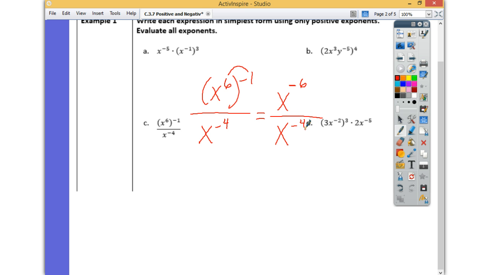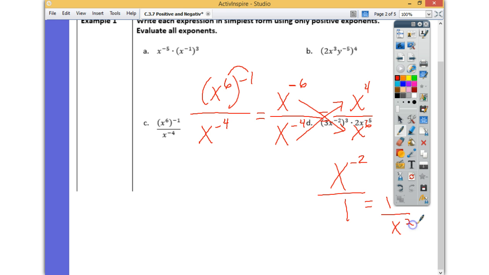Now there's a couple different ways you could do this. I could start out like this and send that to the basement to give it a positive attitude, bring that upstairs to give it a positive attitude, the reciprocals. All right, now I can subtract, 4 minus 6 is x to the negative 2 power, right? Well, x to the negative 2 power over 1, that reciprocal is 1 over x to the 2nd. That should be your final answer.